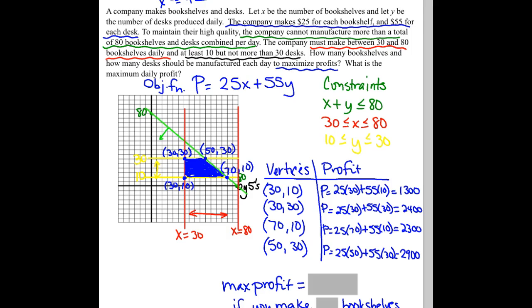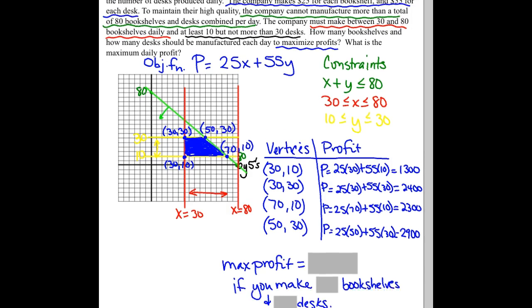If I try the point (30, 10), dumping it in my objective function, I get a profit of 1,300. If I use the point (30, 30), I get a profit of 2,400. (70, 10), I get 2,300. And (50, 30) gives me 2,900. So what am I going to pick? The (50, 30), right? That gives me the biggest profit.